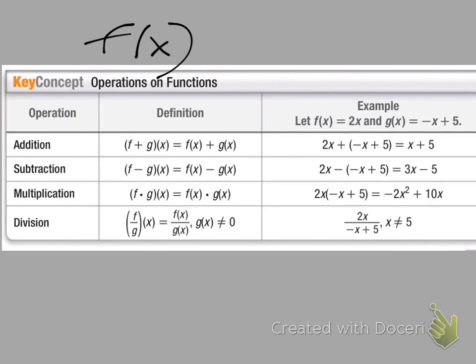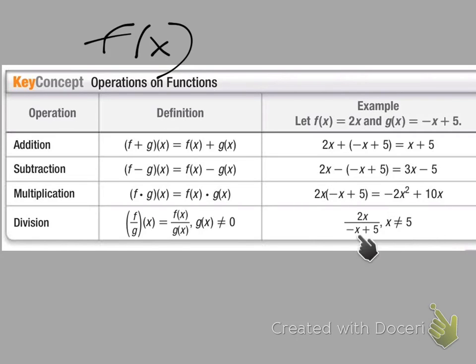Besides that, it's not a terrible process besides for 2 little things. Number one of them is the notation part. One's the notation. The second one is division. Because if you look up and down the example, if they say f of x is 2x, g of x is negative x plus 5, that's just combining like terms. 2x plus negative x plus 5 is x plus 5. Subtraction: 2x minus negative x plus 5. Distribute the negative sign, combine like terms. Multiply: distribute the 2x through. That's it.